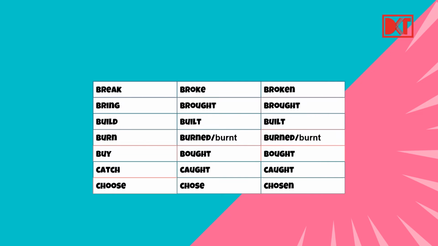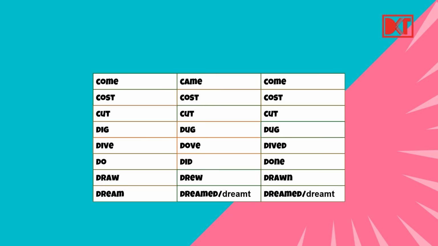Here the verbs are break, bring, build, burn, buy, catch, choose. Here we have come, cost, cut, dig, dive, do, draw, dream. Here you can take a screenshot or you can just go through them if you want. Pause the video and go through them.